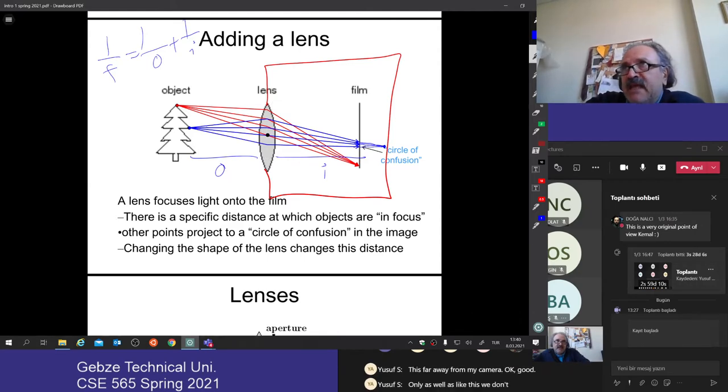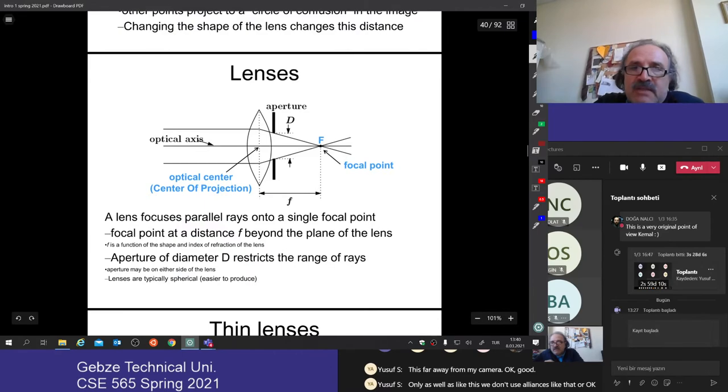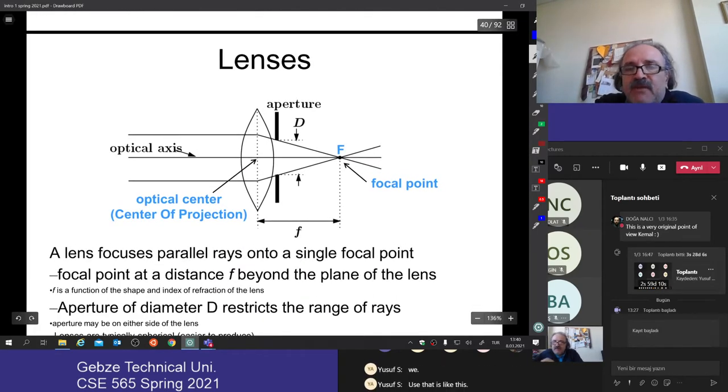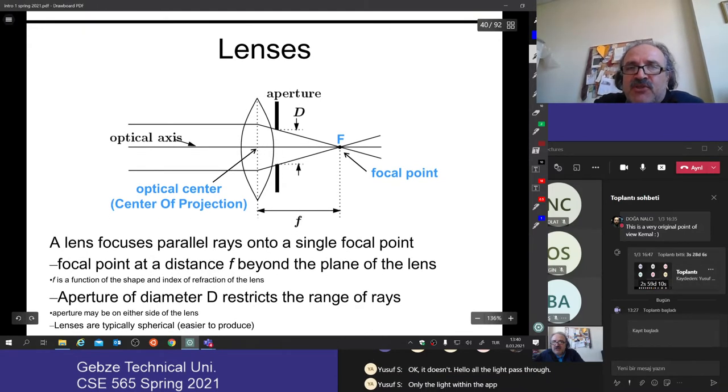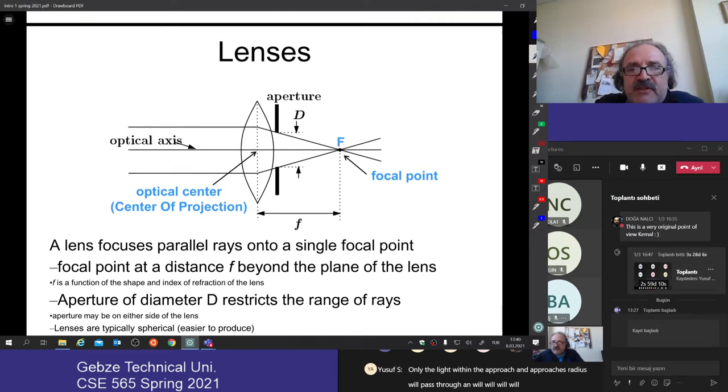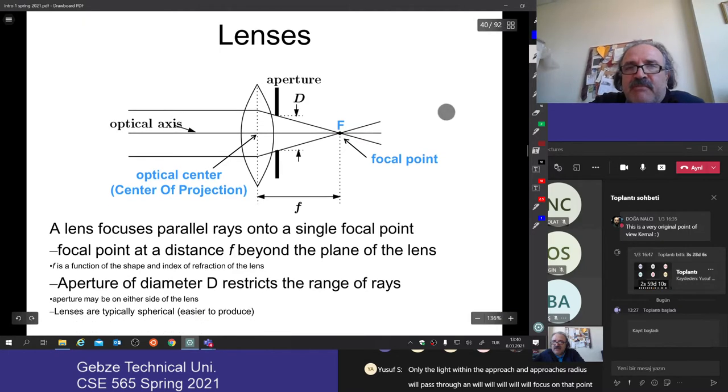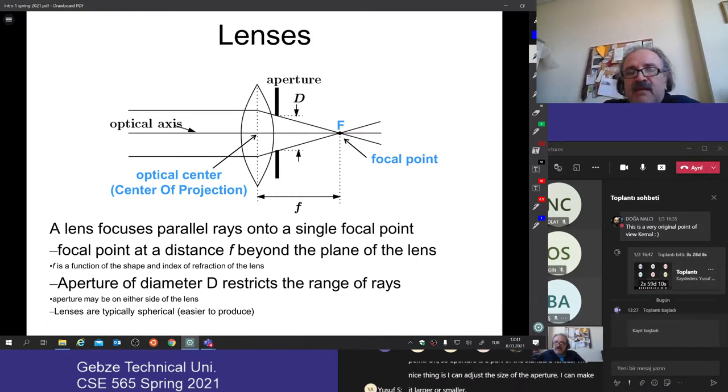We don't use lenses like that. We use lenses like this. We put an aperture. There is a curtain in front of or behind the lens. It doesn't allow all the light to pass through. Only the light within the aperture radius will pass through and will focus on that point. So the aperture is a part of the standard lenses. The nice thing is I can adjust the size of the aperture. I can make it larger or smaller.